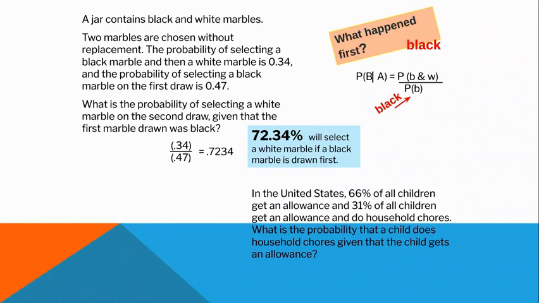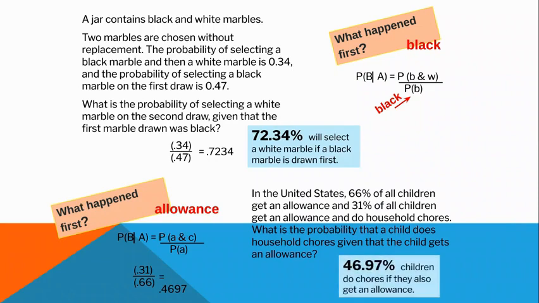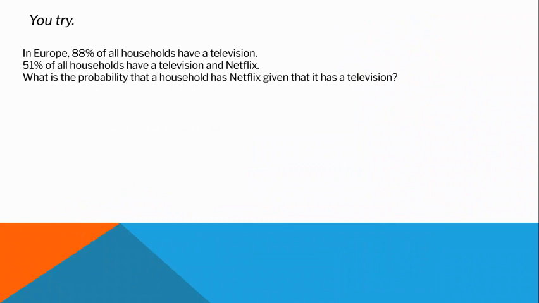In the United States, 66% of all children get an allowance, and 31% of all children get an allowance and do household chores. What is the probability that a child does chores given that they get an allowance? Well, there's your given that. What happened first? The allowance. So 0.31 over 0.66 comes out to 0.4697, which means 46.97% of children do chores if they also get an allowance. Okay, so there's some more examples for you to try.